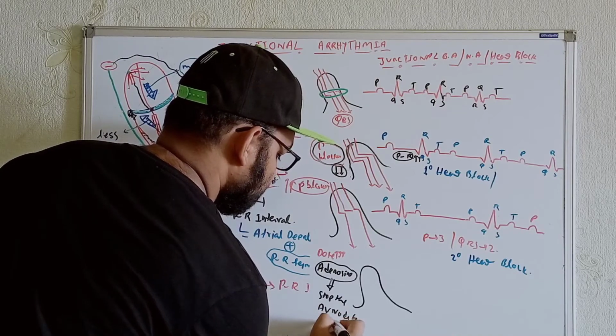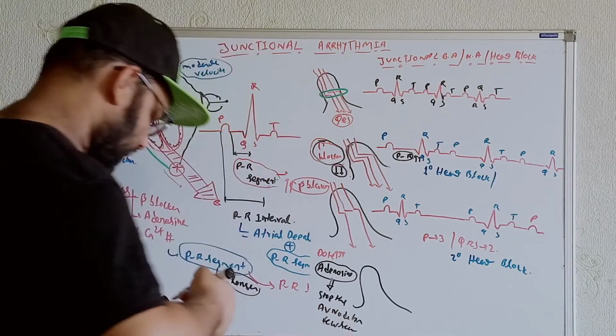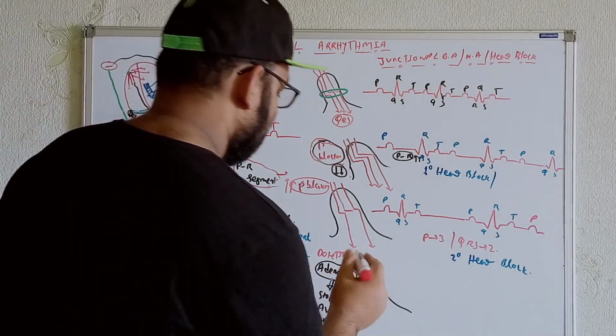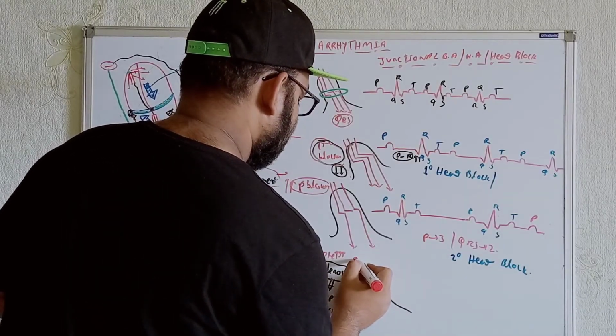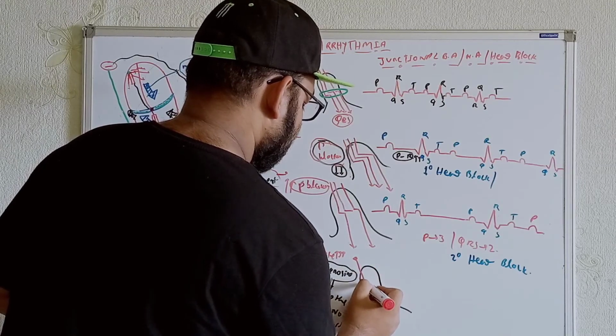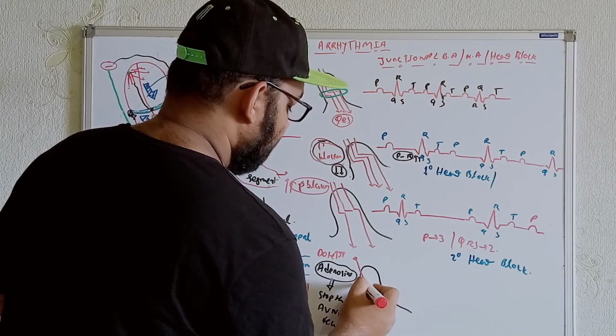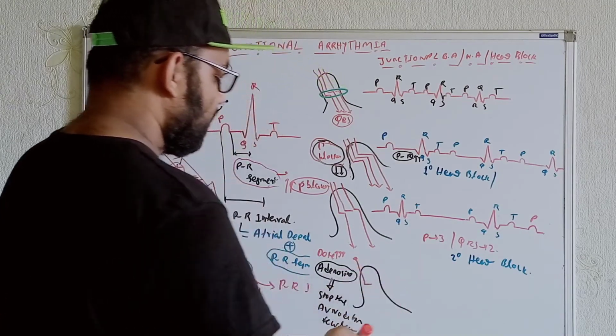Now try to understand, whenever it will stop the AV node for a few seconds, whatever the things will get from the SA node, definitely from the SA node, no problem. The electrical impulse will come, and there will be depolarization of the AV node, but there will be no proper depolarization of the AV node. That will send the electrical impulse from the AV node to the ventricle.